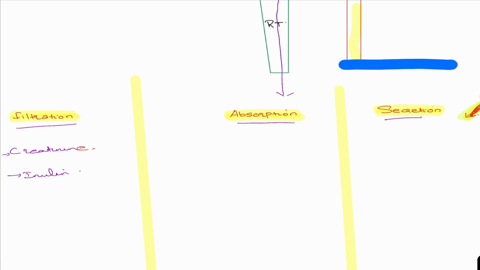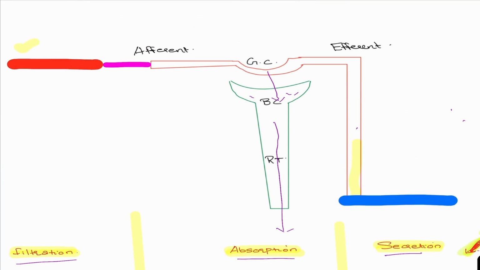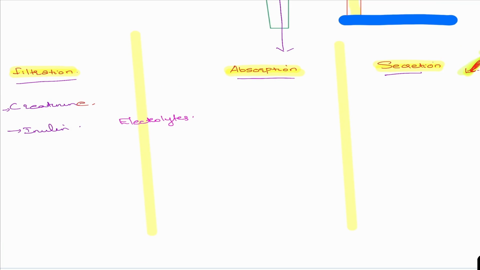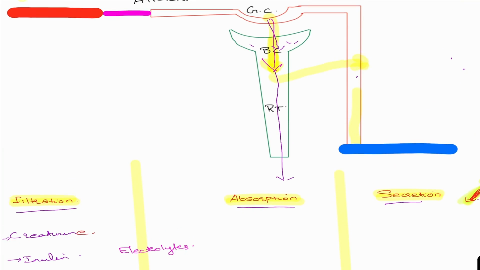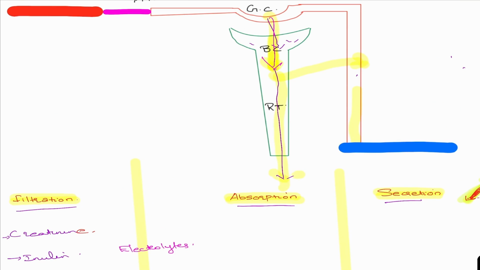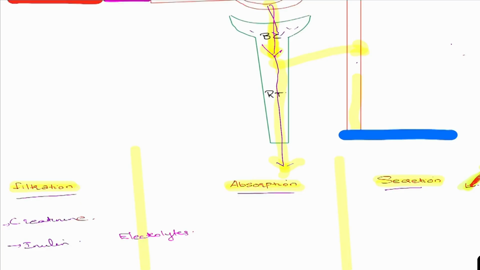Now there are certain other substances which are filtered and also partly reabsorbed. What does it mean? It means that it is filtered, it goes into the Bowman's capsule, and a little bit of it is reabsorbed into the peritubular capillaries, and the remaining is excreted, like sodium, chloride, all those electrolytes are important here.